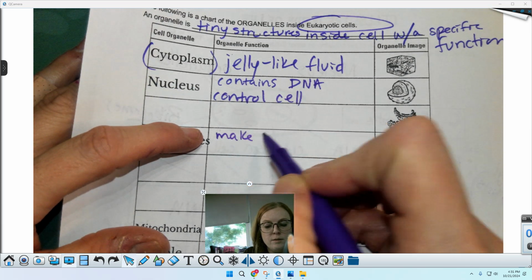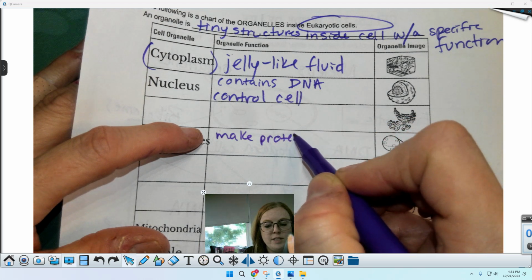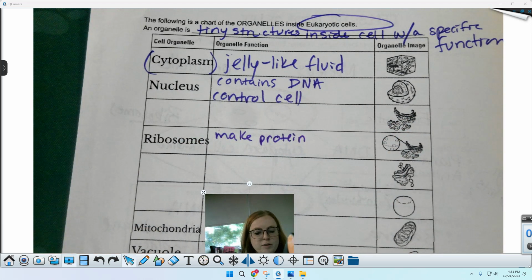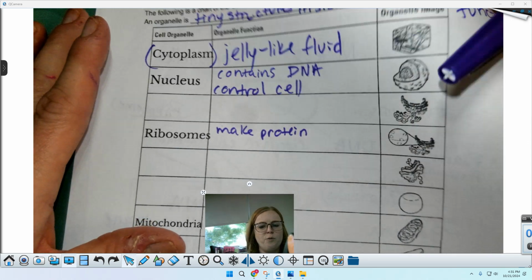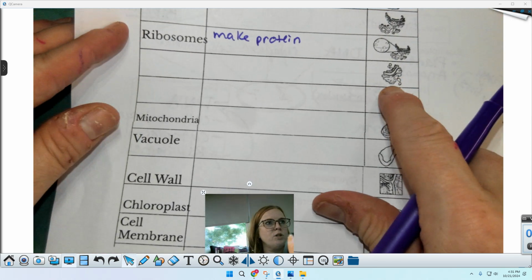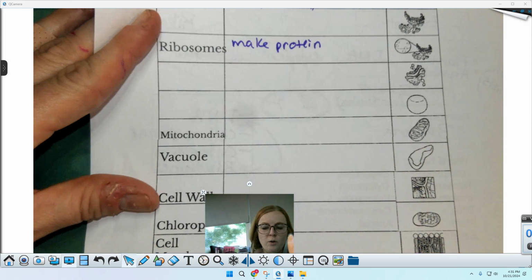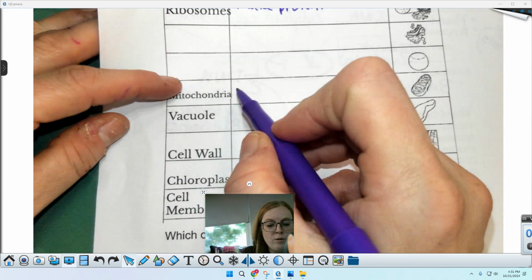Ribosomes. They make protein. You might have seen that they're on the endoplasmic reticulum, which is responsible for transportation inside the cell. We don't need to know the ER for the test. We don't need to know Golgi. That's involved with packaging and processing, kind of like the post office. And we don't need to know lysosome for our test.